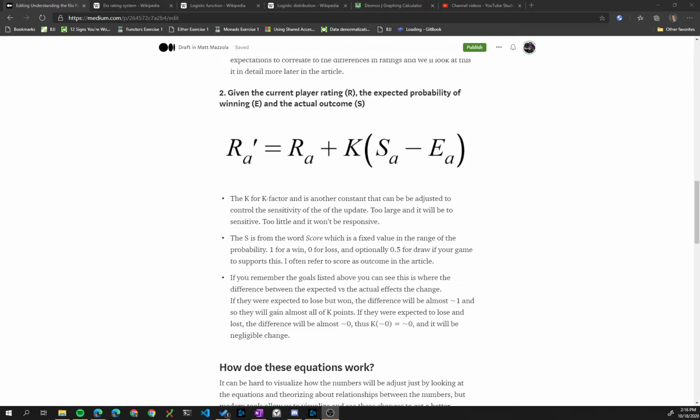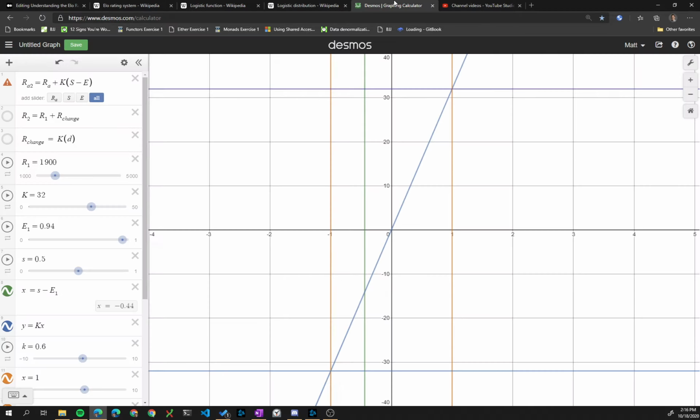Hi, in this video we're going to focus on this second equation of the ELO algorithm, the one that updates the player's rating. We see you have the original rating, the k-factor, the actual score or outcome versus the expected probability, and we get a new rating. So now we'll similarly go back over to the Desmos calculator and look at some equations.